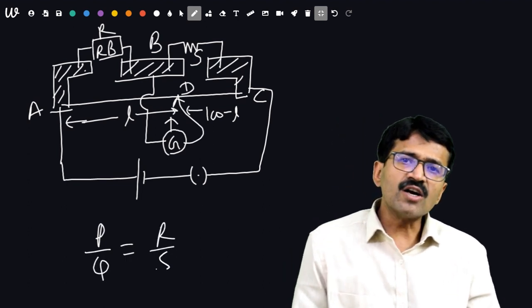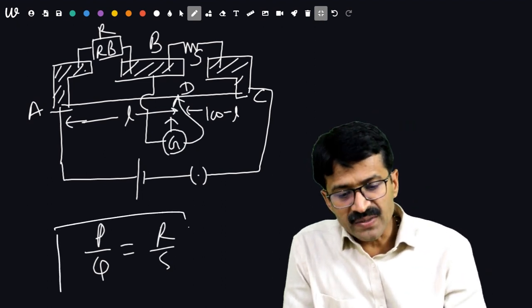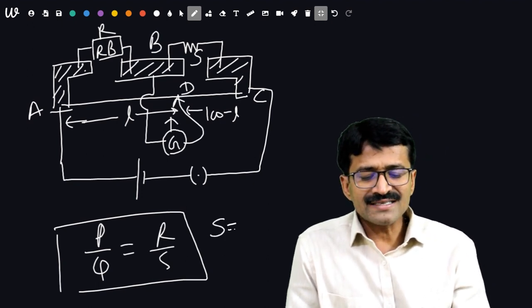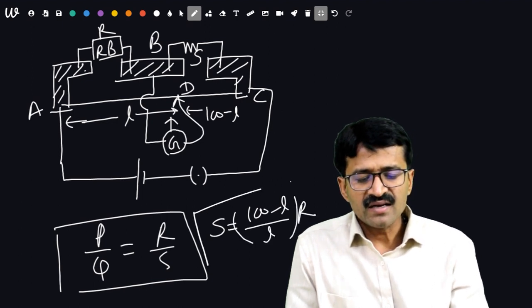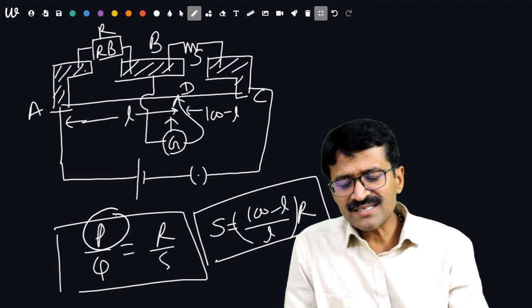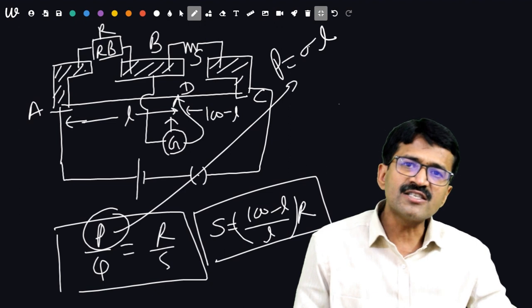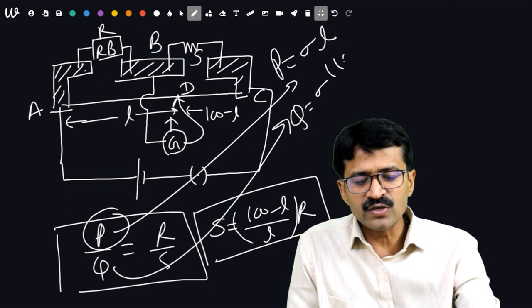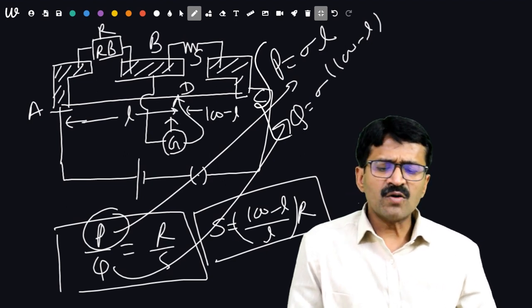It is identical to the balance state of the Wheatstone bridge because it works on the principle of Wheatstone bridge. Just put the values, you will have unknown resistance S is equal to (100 minus L) upon L into R. Here the resistance P is supposed to be sigma into L. Sigma is resistance per unit length. Resistance Q is supposed to be sigma into (100 minus L). These are a few values on which it is based. So this is about the meter bridge.